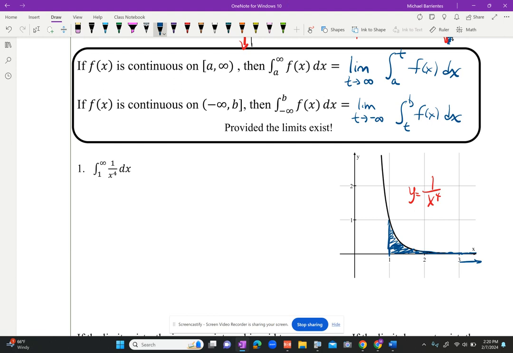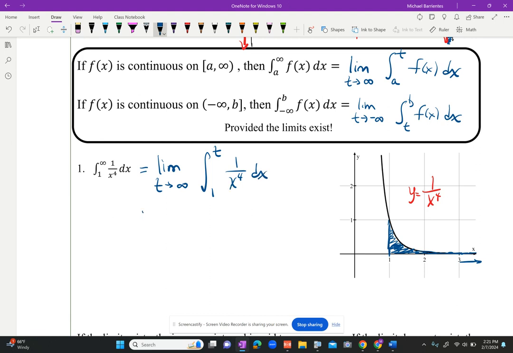Does that area exist? Is it a finite number? Or am I just going to keep adding more area and it's just going to be an infinite area forever and ever and ever? And so here is how we do that. Let's change this improper integral using a limit. So I'm going to say the limit as t approaches infinity from 1 to t of 1 over x to the fourth dx.